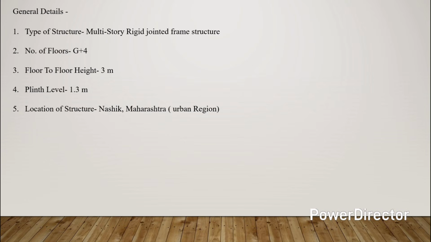Then floor to floor height we are taking 3 meter. This is quite a standard height for residential and commercial buildings. Then plinth level, we are taking 1.3 meter. This is the height of the ground floor from the foundation level. Ground floor means the plinth level height above the ground from foundation level.